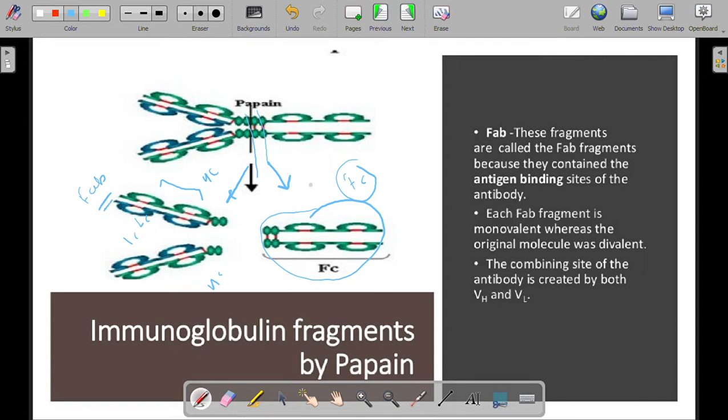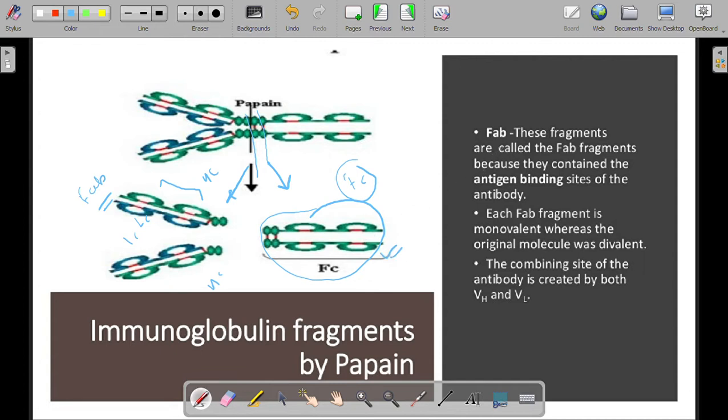Papain cuts the immunoglobulin and divides it into two parts, but no part is digested. Both the fragments are present. We will get both the fragments if we run them on a gel.